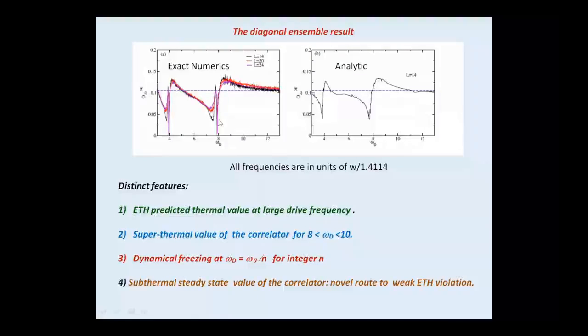At some special values just below omega d equal to 8 in units of W, I find that there is no dynamics at all. This is an example of dynamic freezing, where the system completely freezes; it simply doesn't evolve. So that's one new thing which is not there in the Z2 scar. And the second thing is that near this dynamic freezing, I find a long time value which is below the ETH limit. So I have a subthermal steady state value of the correlator as opposed to a superthermal one, which was also not seen for the Z2 state.